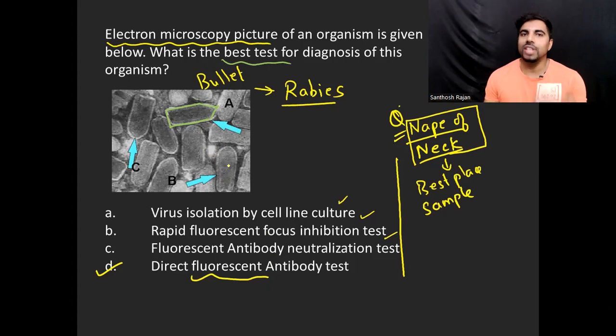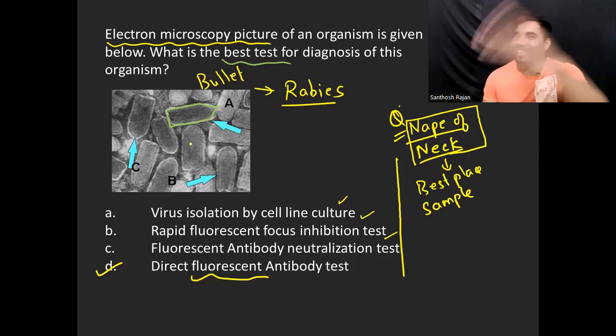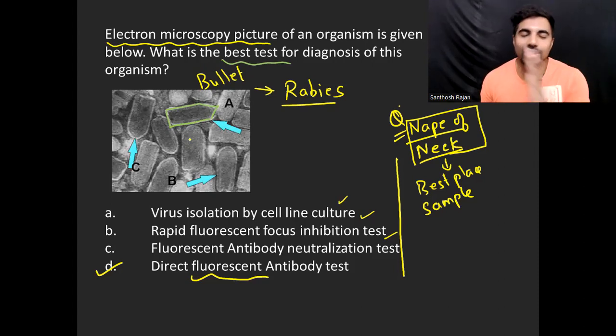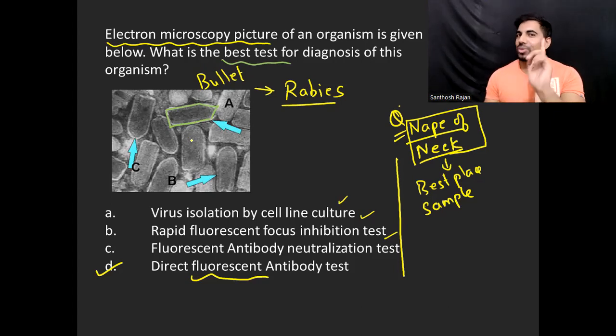Filamentous is Ebola virus. These are some important viruses you should know. At least the bullet shape, you must know. Bullet means Negri bodies. Lisa is a dog lover, but her dog got rabies, and she's from my place, the Nilgiris. Negri bodies. Got it? Hippocampus, cerebellum, don't forget. That's a favorite place for your Negri bodies.